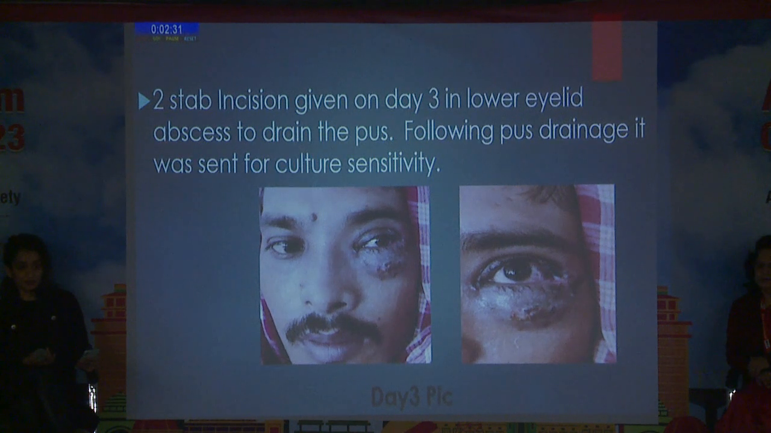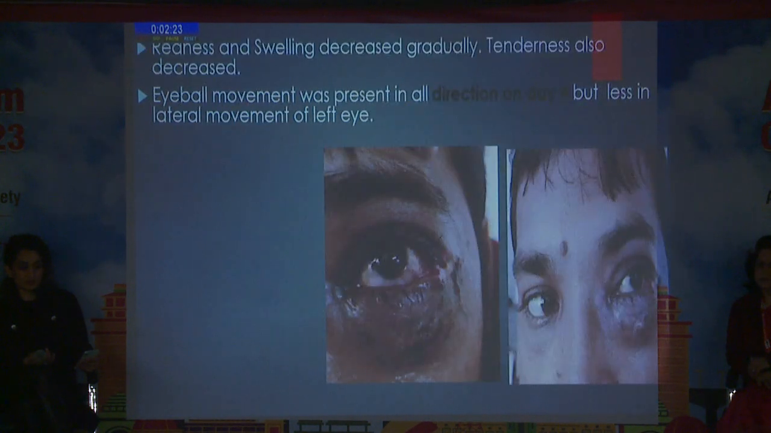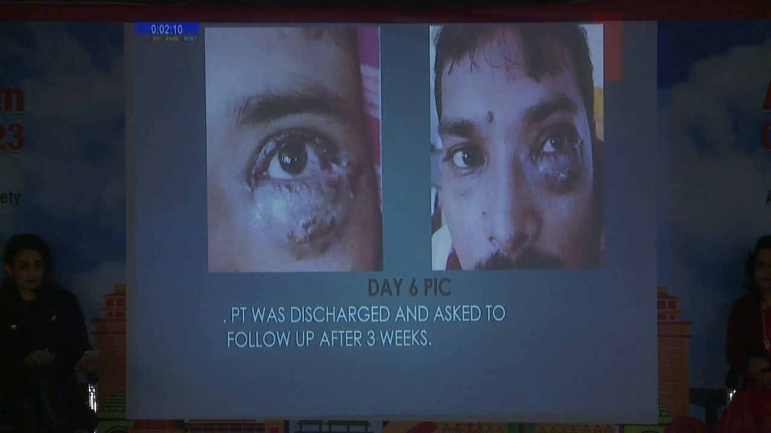On day 3, a 2-step incision was given in the lower eyelid abscess to drain the pus. Following pus drainage, it was sent for culture and sensitivity. Redness and swelling decreased gradually, tenderness also decreased. Eyeball movement was present in all directions on day 4 but less in lateral movement of the left eye. On day 6, patient was discharged and asked to follow up after 3 weeks.